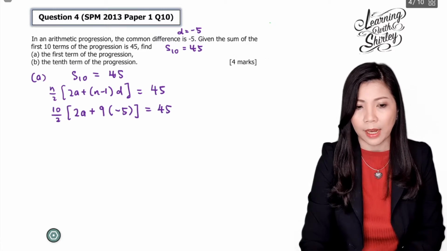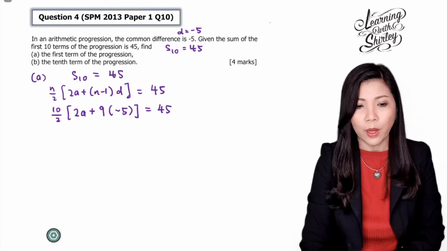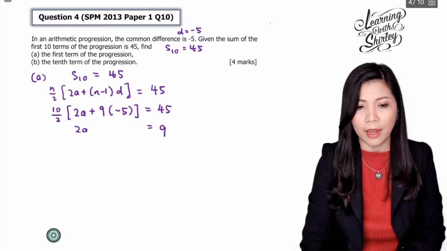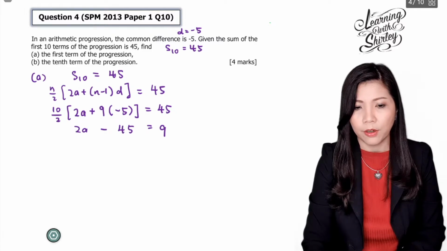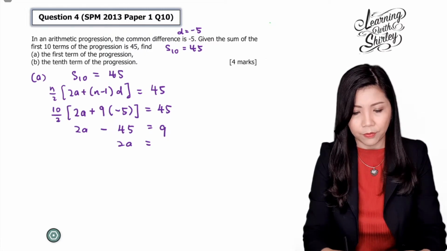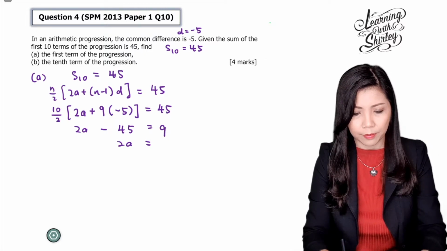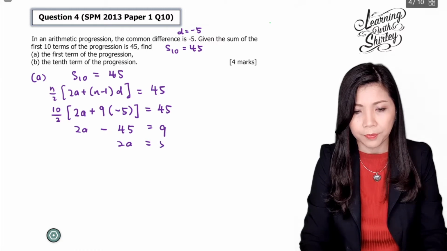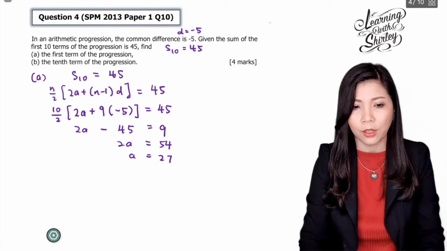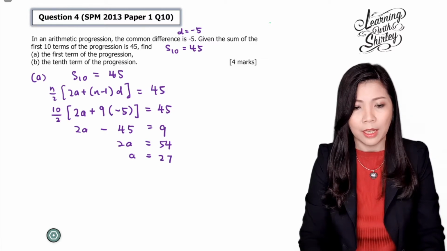So on the left hand side, 10 divided by 2 is 5. So when I bring it over to the right hand side, 45 divided by 5 is 9. So this is 2a minus 45. Okay, so let's solve this. So 9 plus 45 is equal to 54. So to find a, we're going to divide it by 2. So 54 divided by 2 is 27. Okay, so that is the answer for A. Let's solve for B.